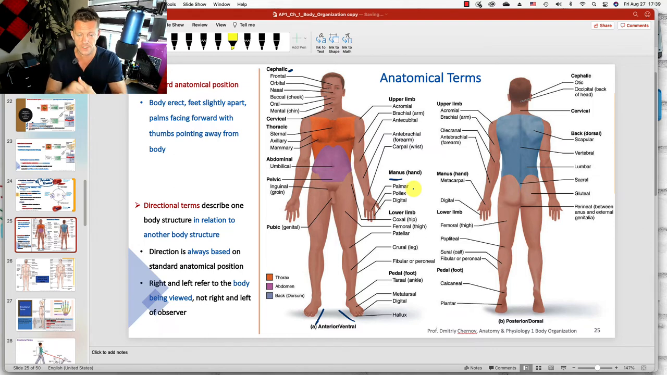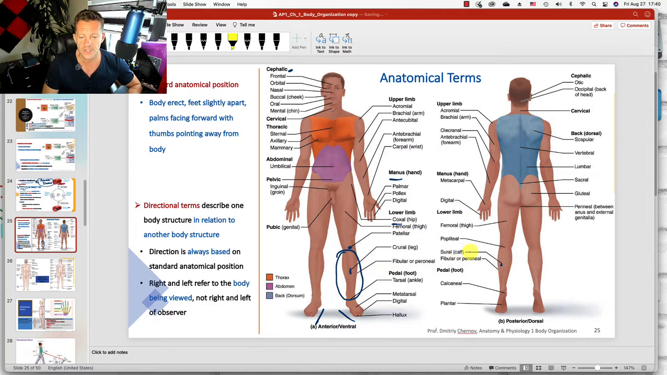Three body parts. The lower limb is also broken down into segments. The coxal, which is easier to see when we look at the skeletal system, near the coccyx area. So the coxal is the hip, femoral is our thigh. Popliteal, that's where the patella is, the kneecap. Crural, the front of the leg, this part of the lower leg, right? So this is crural. Or sural, the calf, the back of it.